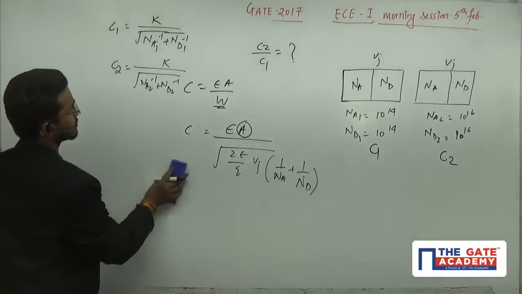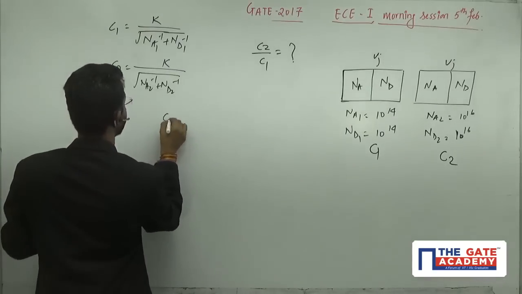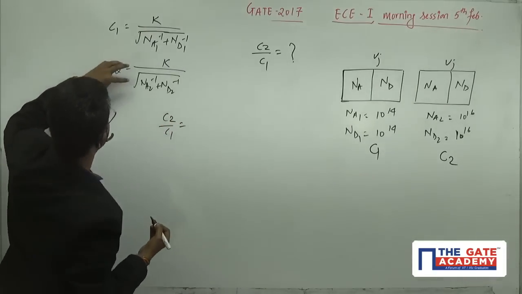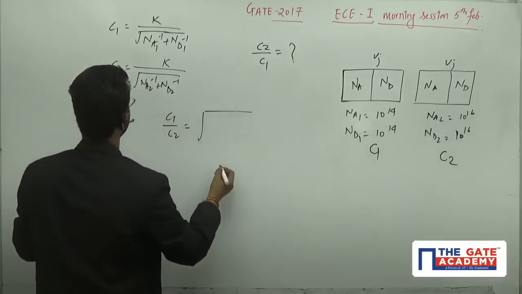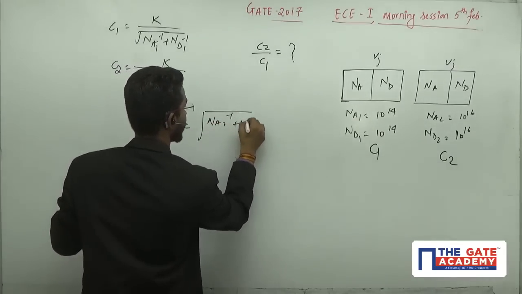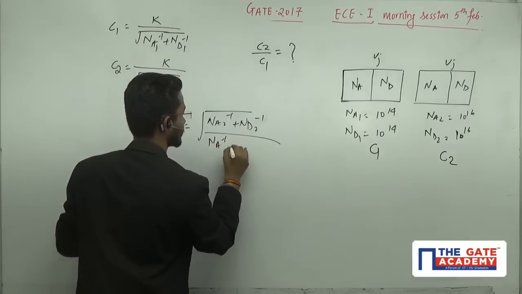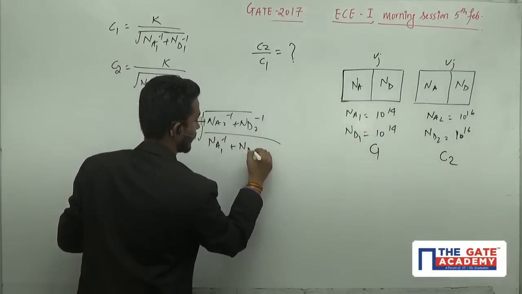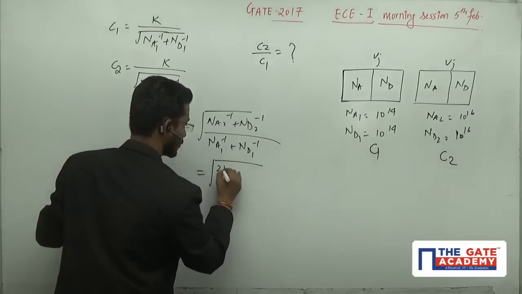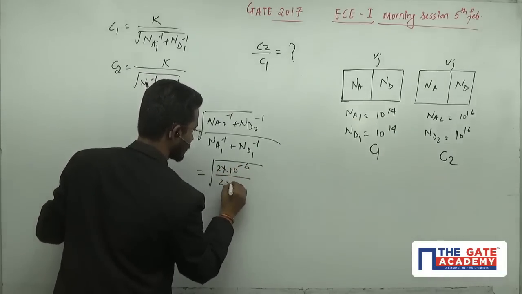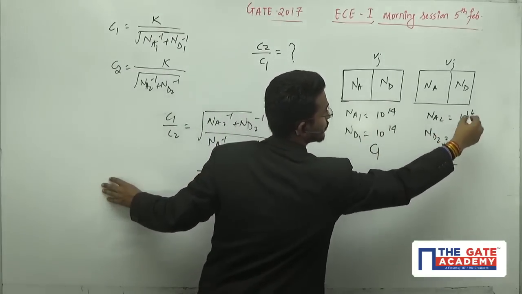You just have to take the ratios and you will get the answer. That means C2 by C1. Firstly calculate C1 by C2. You will get the square root of NA2 inverse plus ND2 inverse, divided by NA1 inverse plus ND1 inverse. Now, whenever you put the values, you will get 2 into 10 raised to minus 16 divided by 2 into 10 raised to minus 14, because NA1 and ND1 are 10^14 and NA2 and ND2 are 10^16.